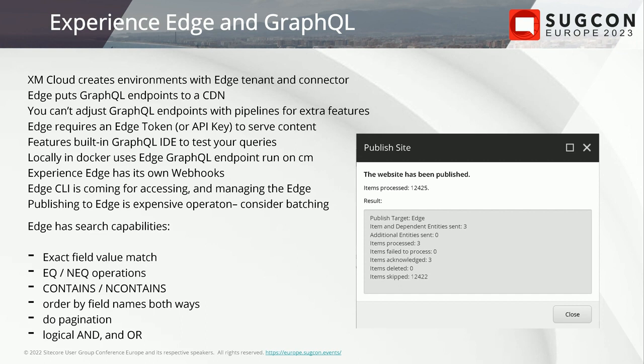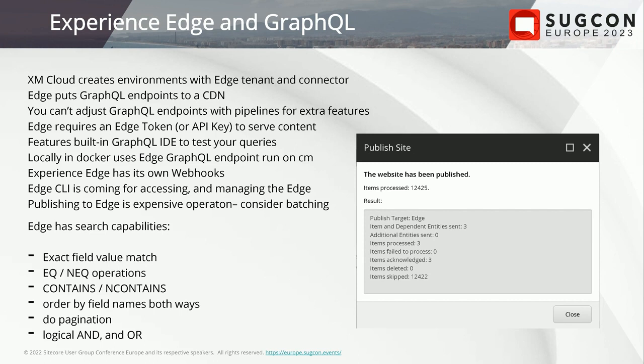There is a nice GraphQL IDE to test your queries. Locally in Docker, GraphQL Edge uses an endpoint which runs on your CM. So it's not actually Edge. Experience Edge has its own webhooks. Edge CLI is coming for accessing and managing the Edge. Publishing to Edge is a quite expensive operation, so I would recommend you consider batching.